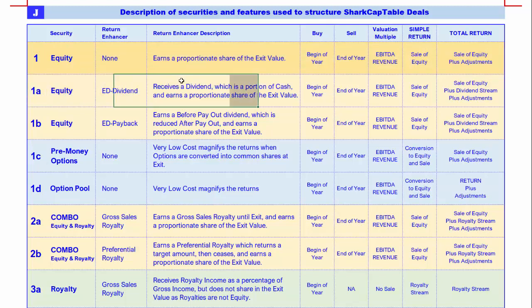Here's the equity dividend. Receives a dividend, which is a portion of cash, and earns a proportionate share of the exit value, so forth and so on. The ED payback earns a before payout dividend, which is reduced after payout and earns a proportionate share of the exit value, including those adjustments. Now, we have pre-money options. We've already done those. They're very low cost, and they magnify the returns when options are converted into common shares at the exit. The option pool, it's a very low cost, magnifies the returns.